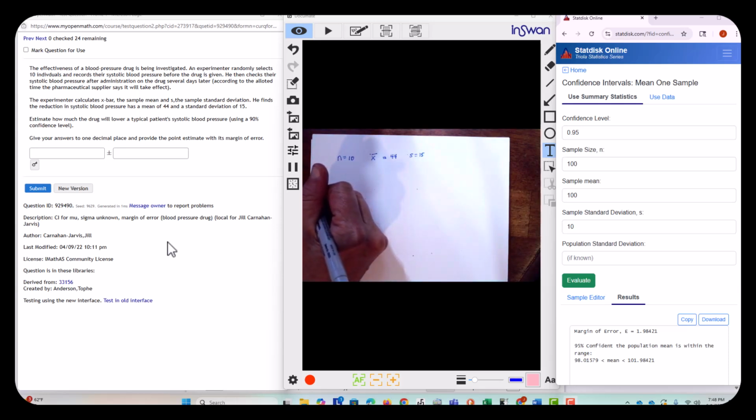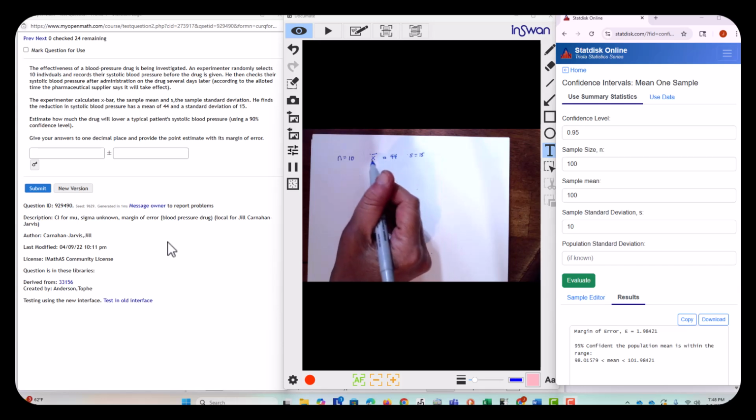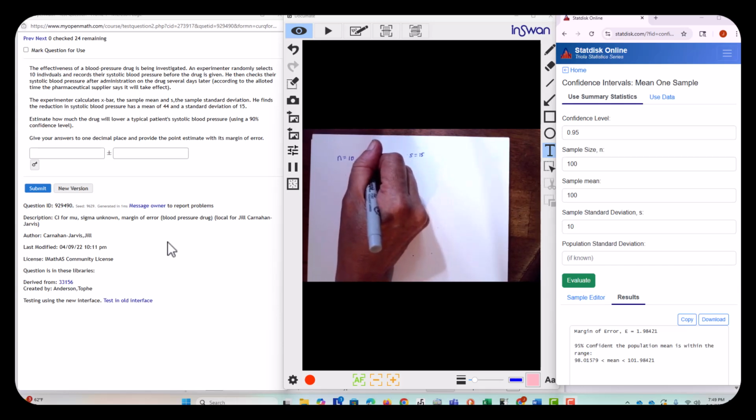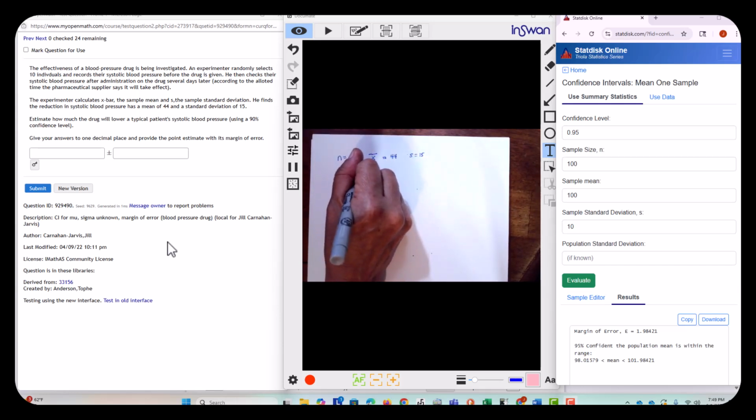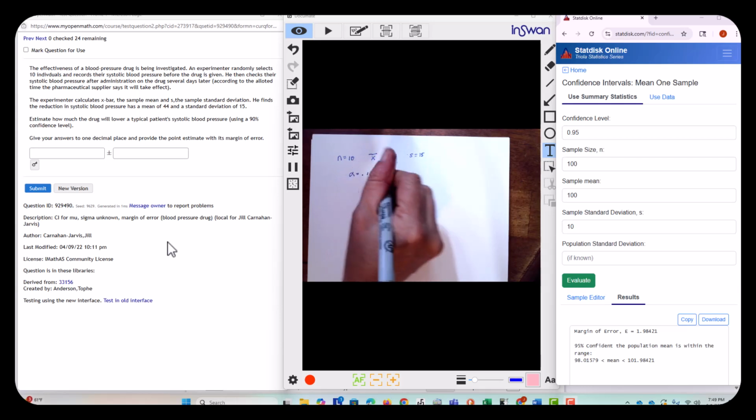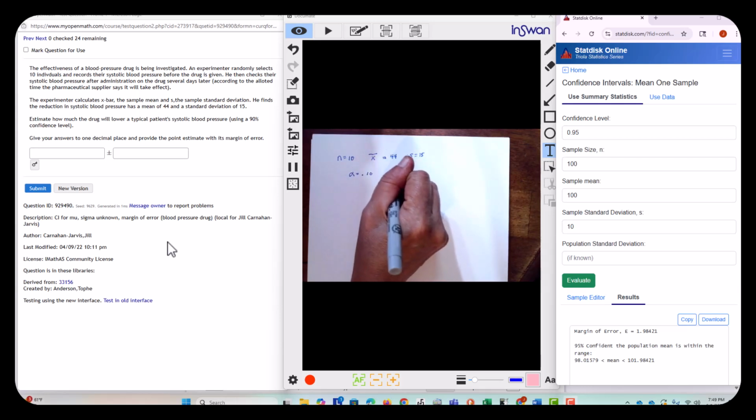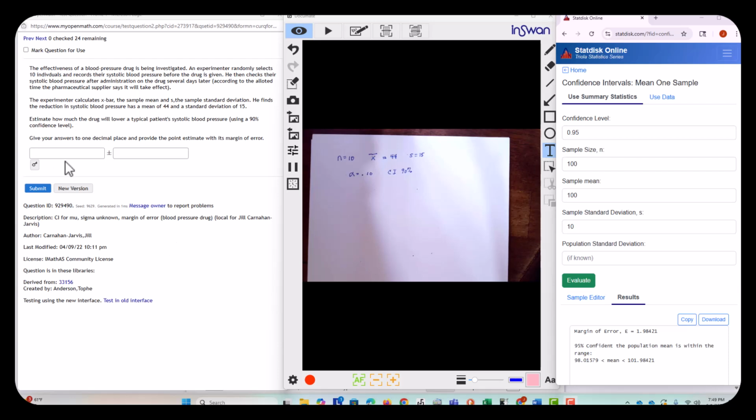Estimate how much the drug will lower a typical patient's systolic blood pressure. So the X bar represents the amount it's going to lower it. So alpha is going to be equal to 0.10, so your confidence interval is going to be at 90%. It's just wanting you to put your X bar plus or minus your margin of error.